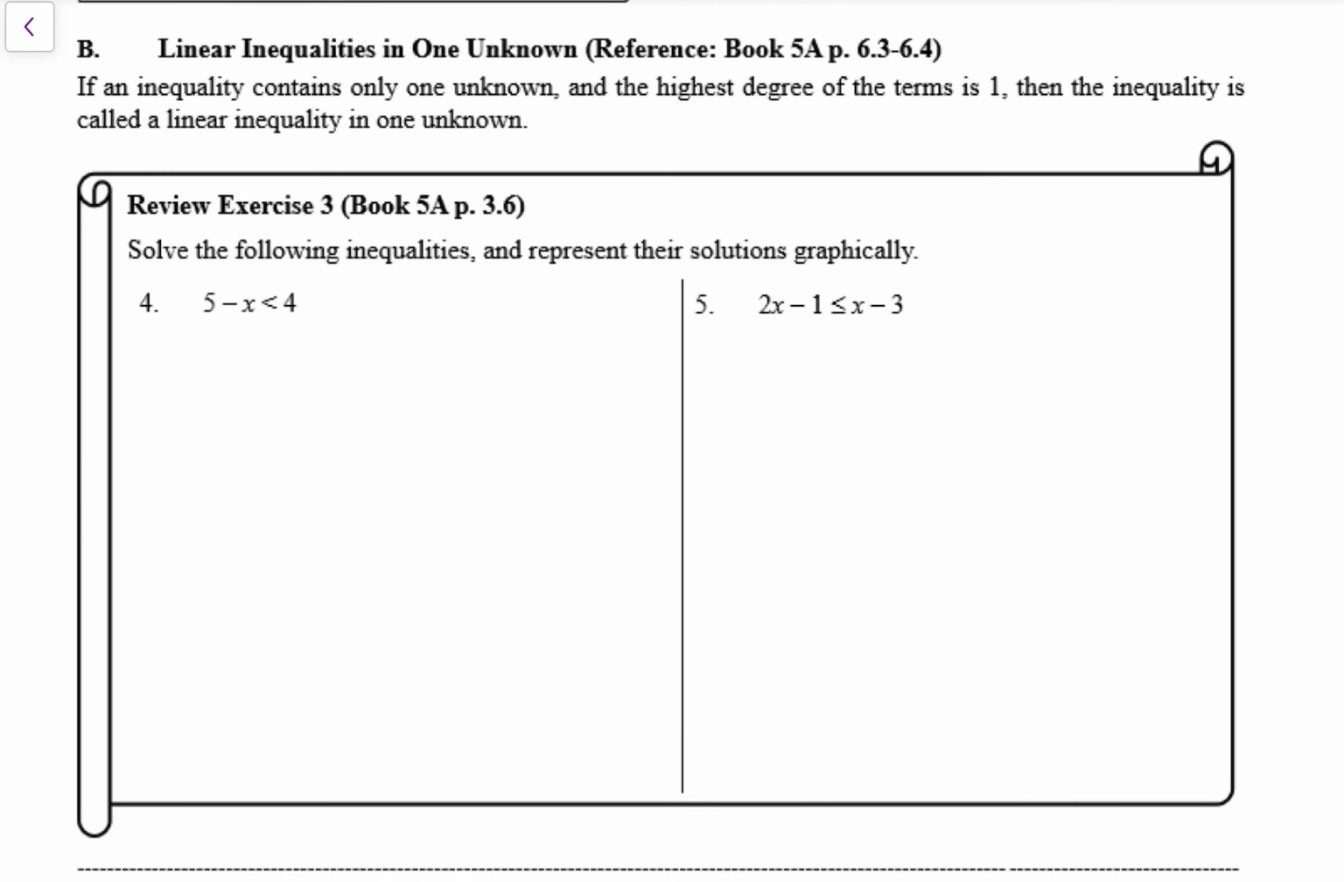So we come to part B. We look at some linear inequalities in one unknown. So we want to solve the inequalities and represent the solutions graphically. So question 4 from review exercise 3.